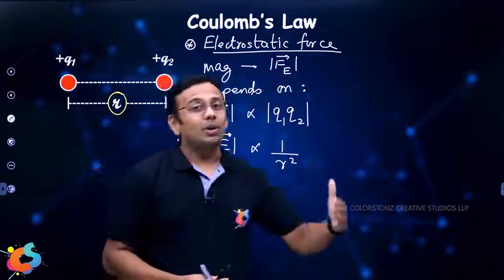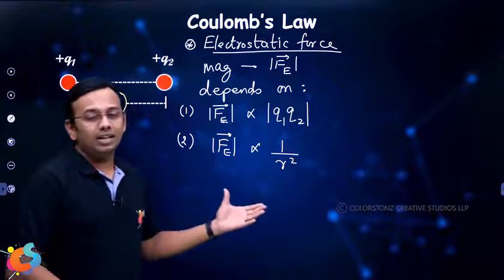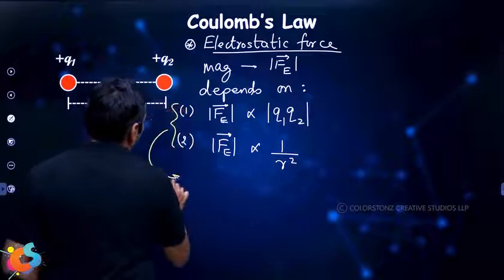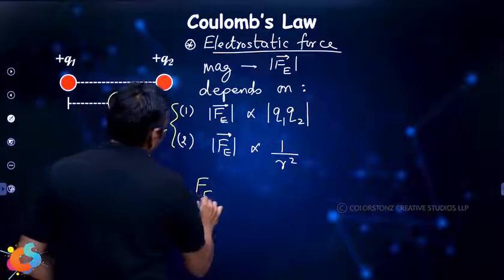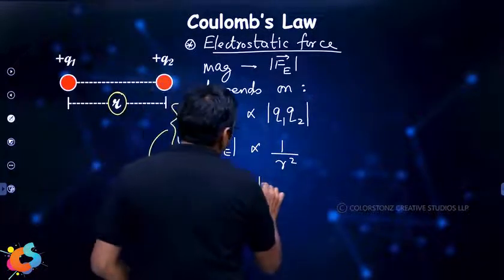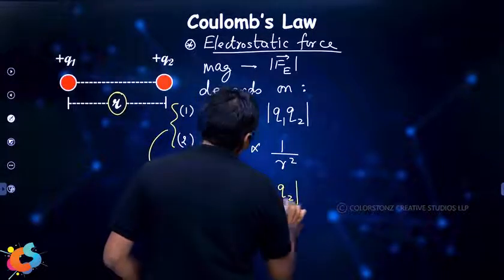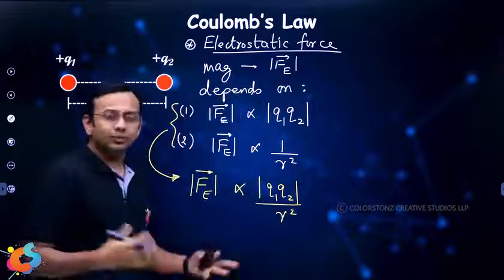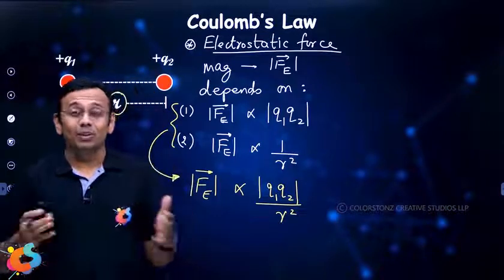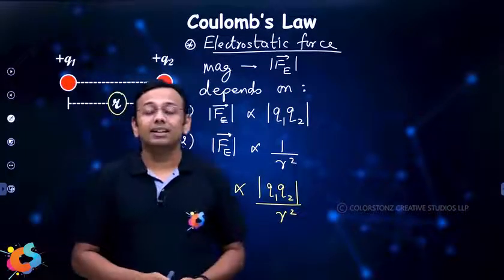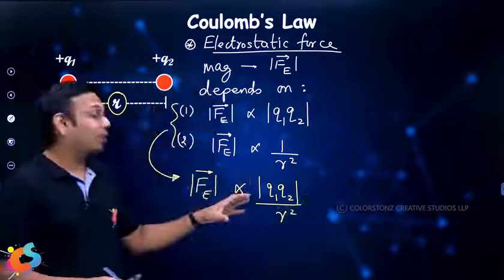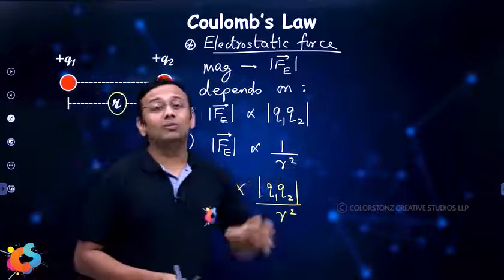Now, obviously, we can combine these two proportionalities and then write the further relation. So combining these two, I can say that the magnitude of electrostatic force is proportional to mod Q1 Q2 divided by R square, right? So this becomes the proportionality relation for the force. And we know if we want to remove this proportionality, then we have to put some constant here. And that constant depends on the medium in which the charges are kept.